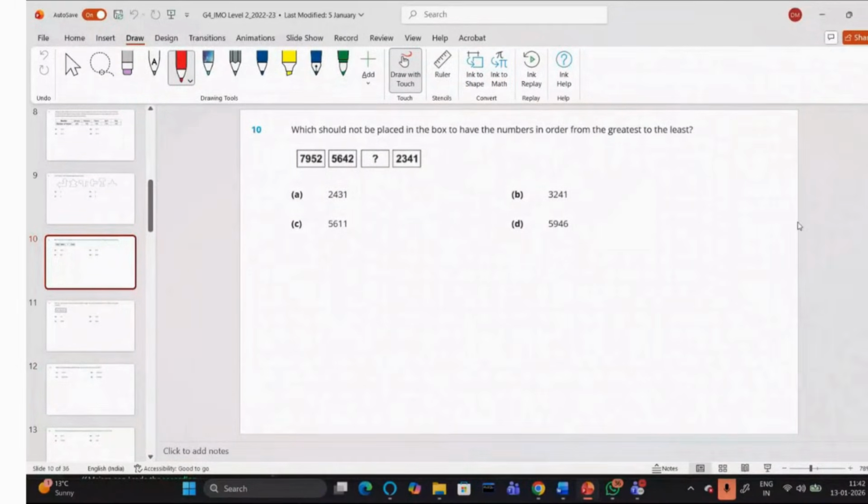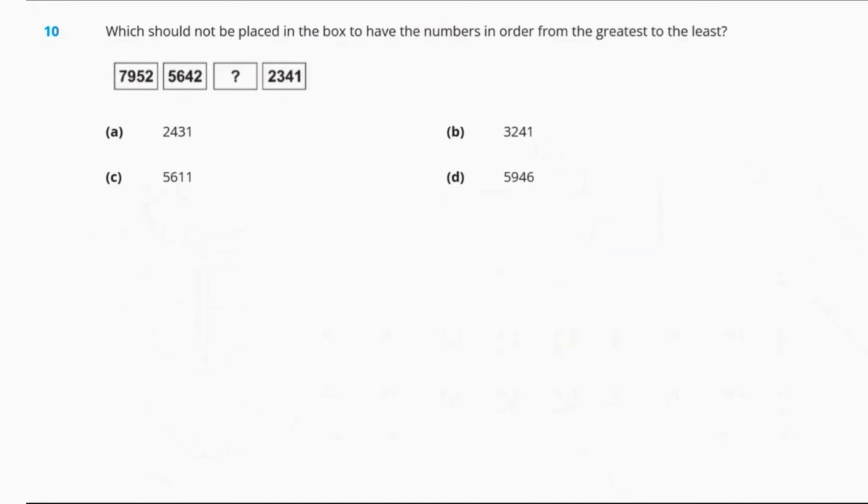Okay, everyone. So the next question that we will be solving is question number 10. The question says, which should not be placed in the box to have the numbers in order from the greatest to the least, right?